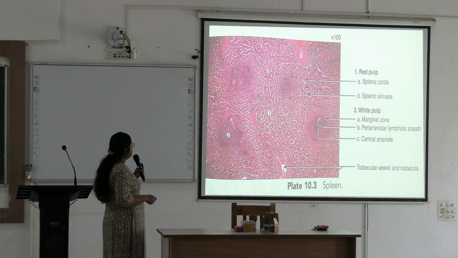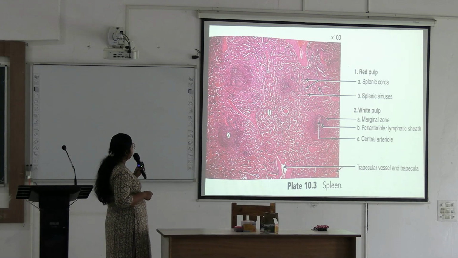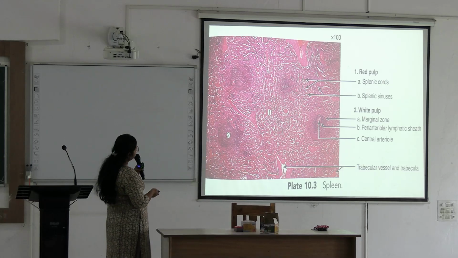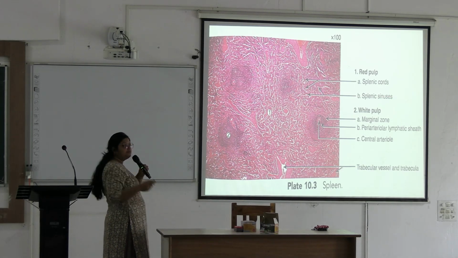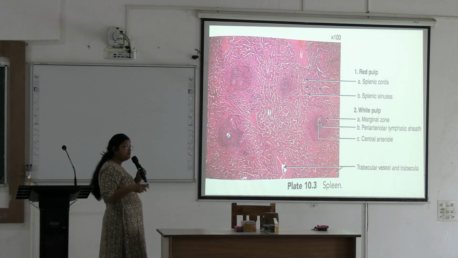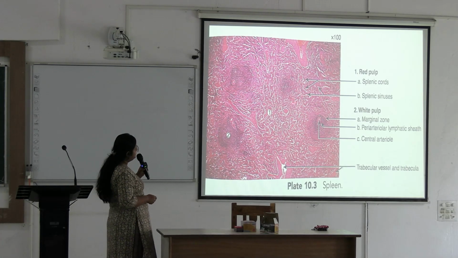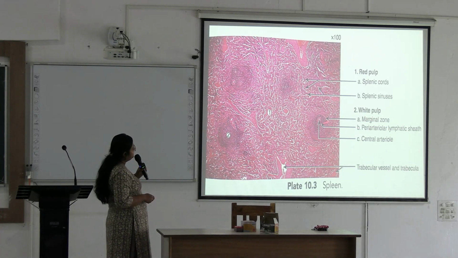See here, this is low power view. This is lymphatic follicle, white pulp. Here is one, another one, white pulp, and the rest of the portion is forming the red pulp, okay? And the white areas you can see are formed by the lymphatic sinusoids, okay? And within the sinuses, there are Billroth cords, splenic cords, and these lymphatic follicles will form the marginal zone, periarterial lymphatic sheath, central arteriole, okay?